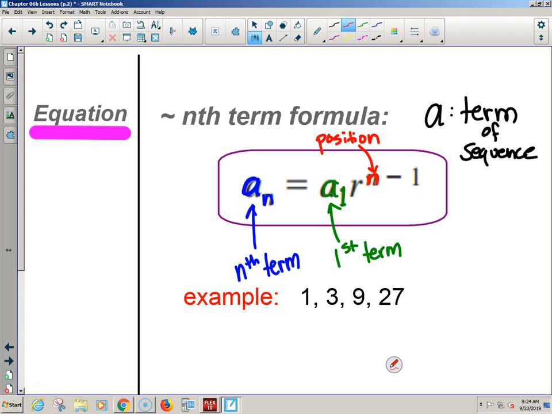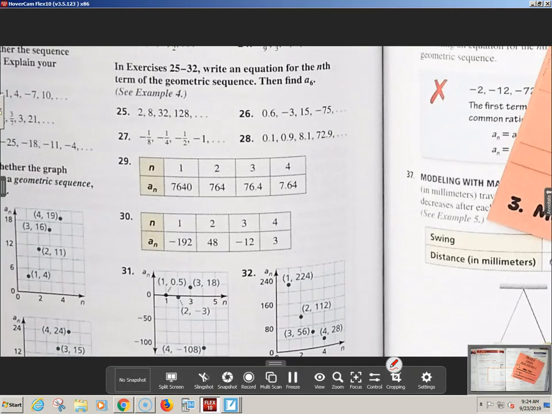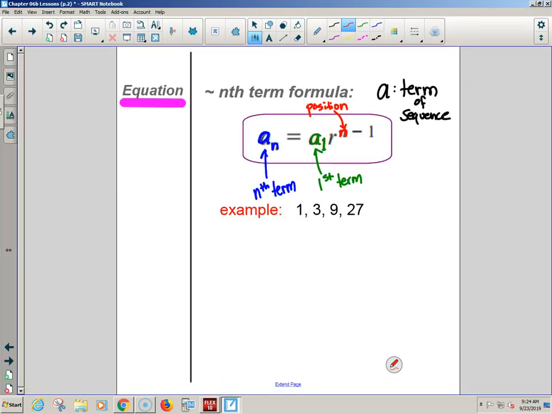So when we go down here to our example, let's see if we can make an A sub n formula, which is exactly what, if you guys need to remember, it's exactly what this is asking. Write an equation for the nth term and then find A sub 6. So if we were to do something similar in our example, we would want to find the equation for the nth term and then find A sub 6.